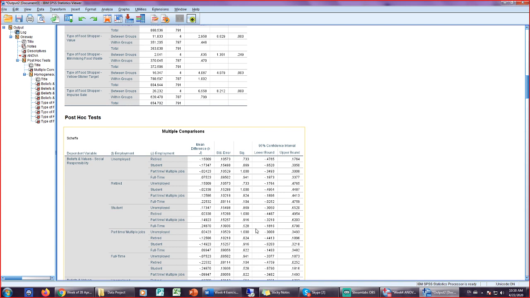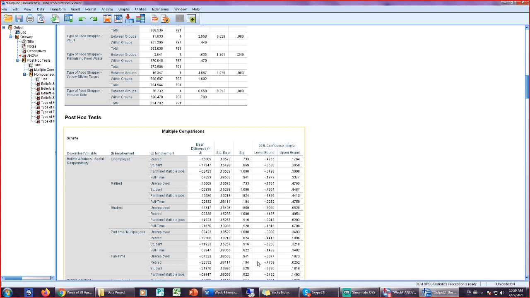And as always, we're looking for 0.05 or less. Take a look at this column. You don't see any numbers that are less than 0.05. What this means is that even though overall in the ANOVA test there were differences between the groups, no single one of them on its own was significant.